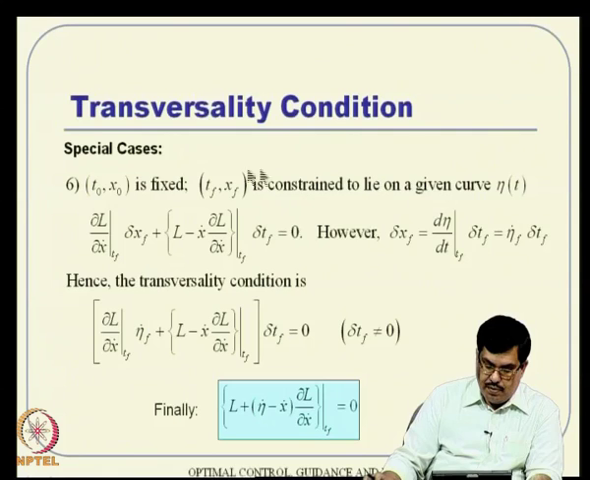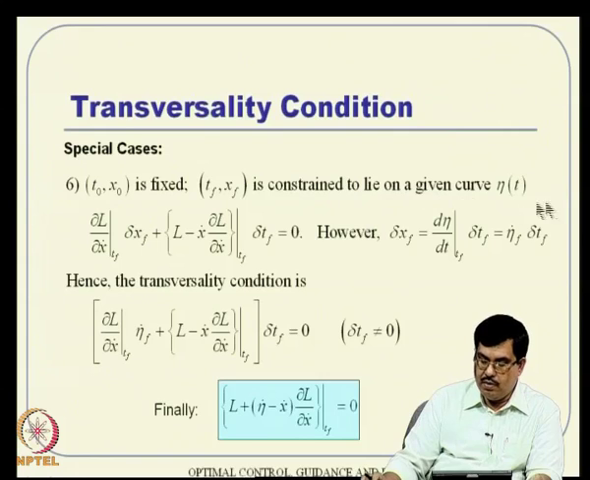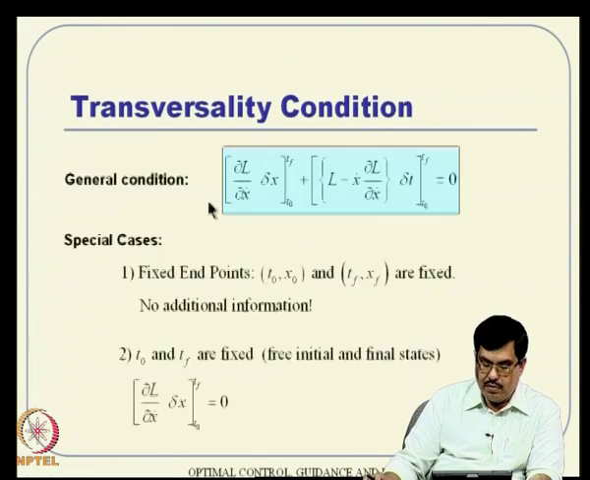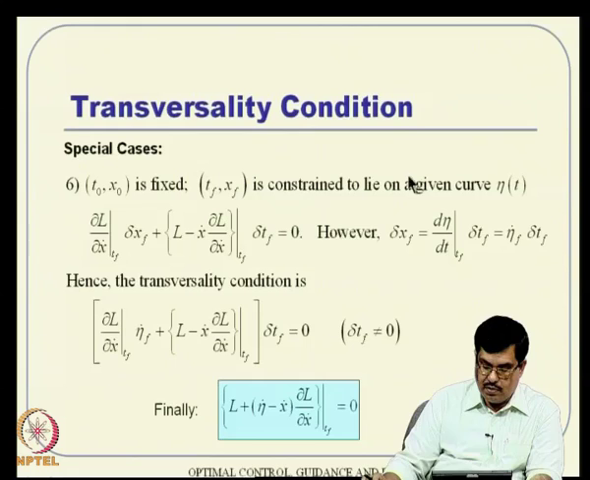Okay, so the very special case at the end, when t naught and x naught are fixed and tf and xf are constrained to lie on a given curve, then you have to go back to that, because t naught x naught is fixed anyway, so it does not give any extra information. But for tf xf we cannot take this part as 0, delta xf and delta tf cannot be 0, but they are supposed to satisfy a certain constraint equation.